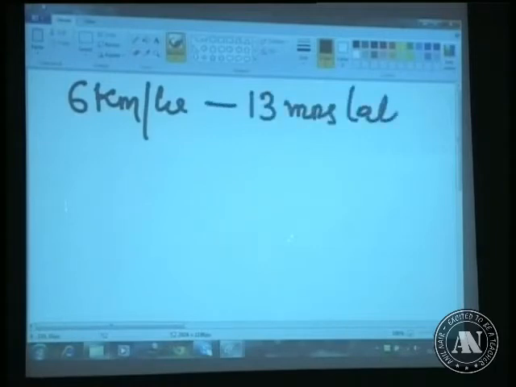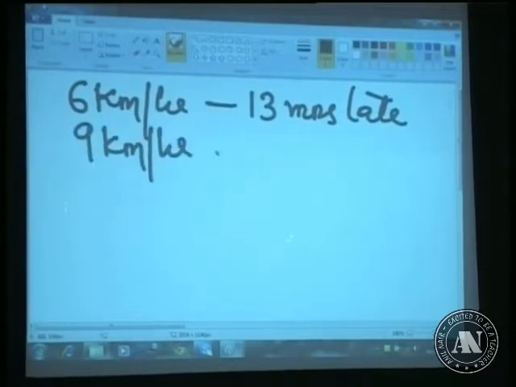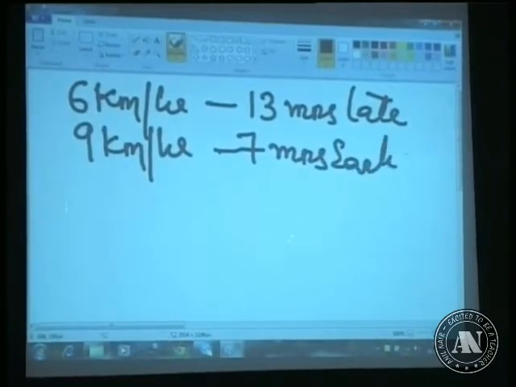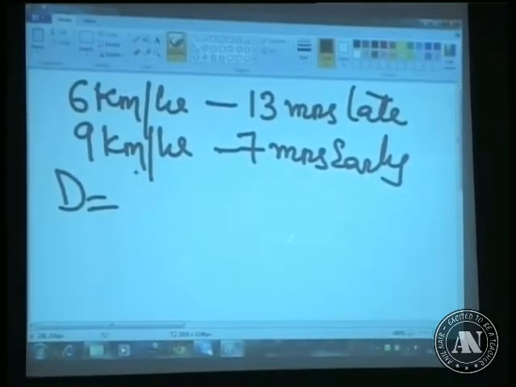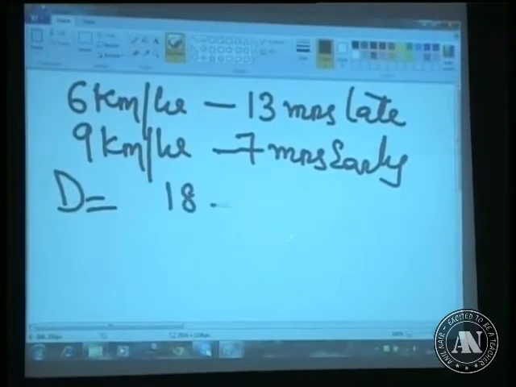Please see the board, sir. 6 kilometers per hour, 13 minutes late. 9 kilometers per hour, 7 minutes early. Go ahead, just look at the board and solve it. Just look at the screen. 6 and 9, LCM, 18. First day, 3 hours. Second day, 2 hours. Difference is 1 hour. 18 is 60, but I need 20. Answer is 6.